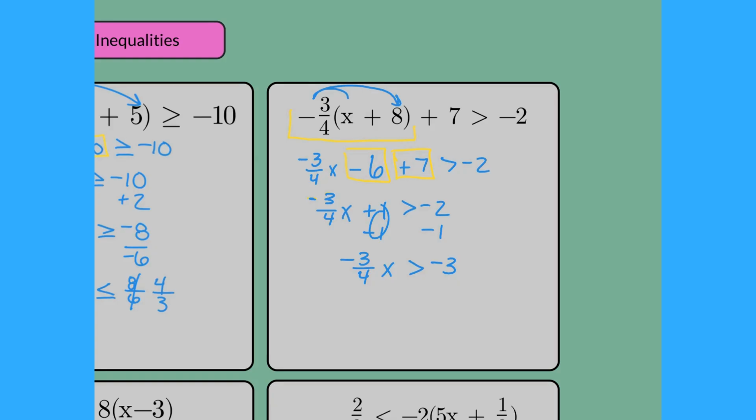The negative 3/4 is multiplying x, so we could divide by negative 3/4 on both sides. Or if you remember how to divide fractions, you would multiply by the reciprocal, which is the same thing as dividing by a fraction. Either way, we're going to get x is, and because we're dividing by a negative, we're going to flip that sign around. So less than a positive 4.